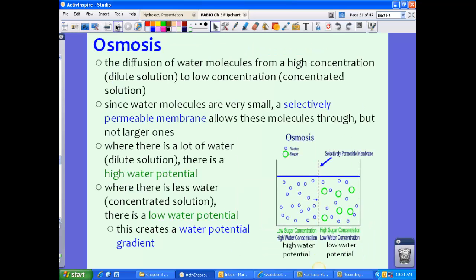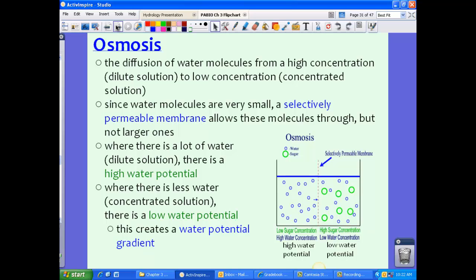So we're beginning osmosis, and we've been talking about diffusion, how diffusion works moving substances from a high concentration to a low concentration. Well, osmosis is very specific for water only. So osmosis is the diffusion of water molecules from a high concentration to low concentration. Now, since water molecules are very small, a selectively permeable membrane will allow these molecules through, but it's not going to allow larger ones through. A lot of times it depends on those transport proteins. We do need something like that because it's a polar substance.